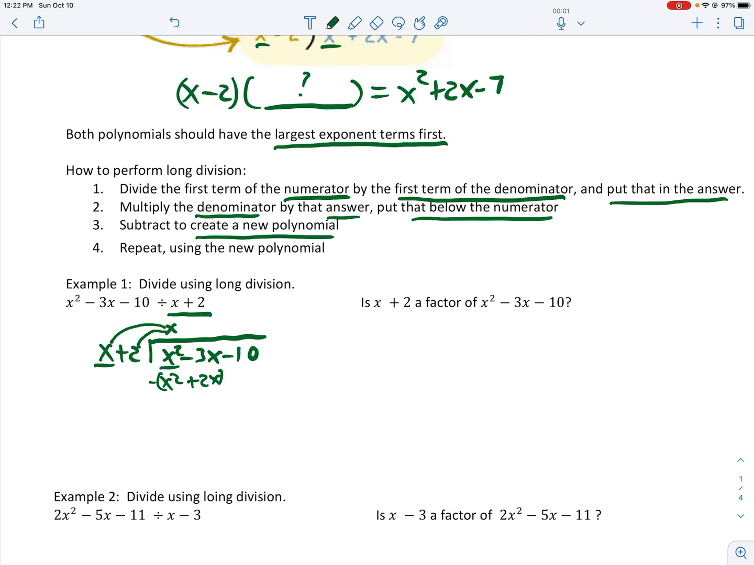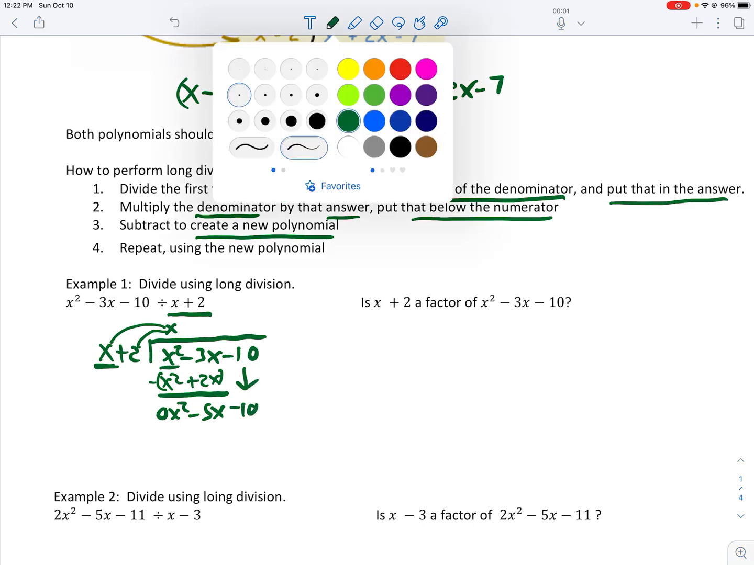So again, x goes into x squared one time, right? Because x and x is x squared. And then I multiply x times both of these. And now I subtract. So x squared minus x squared, 0x squared. Minus 3x minus 2x gives me minus 5x. And then I bring down the negative 10. And then I repeat the same process.